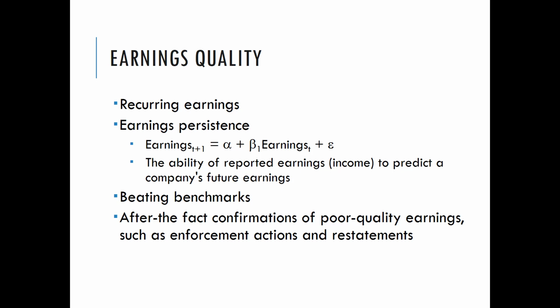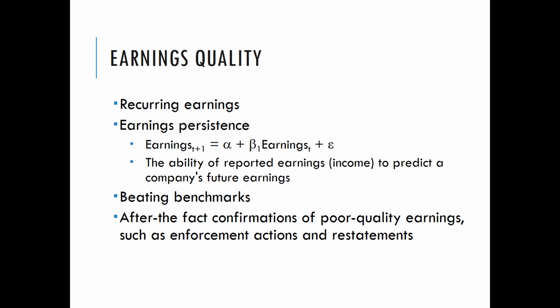Which leads into the second point, which has to do with earnings persistence, because high quality earnings generally just means that the earnings are going to persist over time. Persistence can be measured from a quantitative perspective, as the ability of reported earnings or income to predict companies' future earnings. So you can view it in an equation format, in the sense that earnings in the next year are related to the earnings this year. The higher your beta coefficient is, generally the more persistent your earnings are, because that shows the strength of the relationship between this year's earnings and next year's earnings.